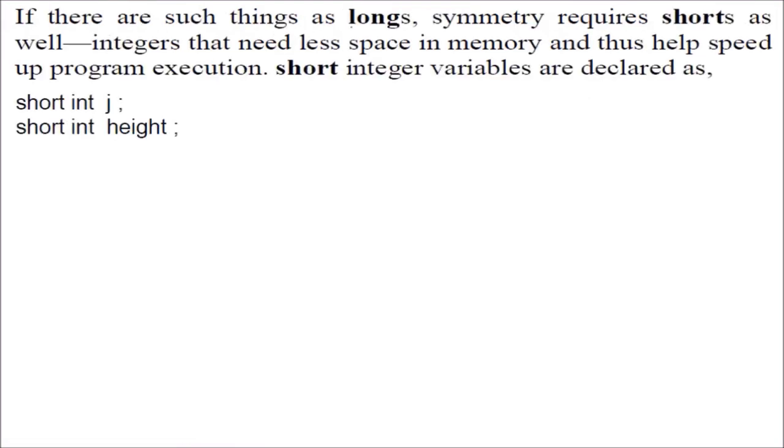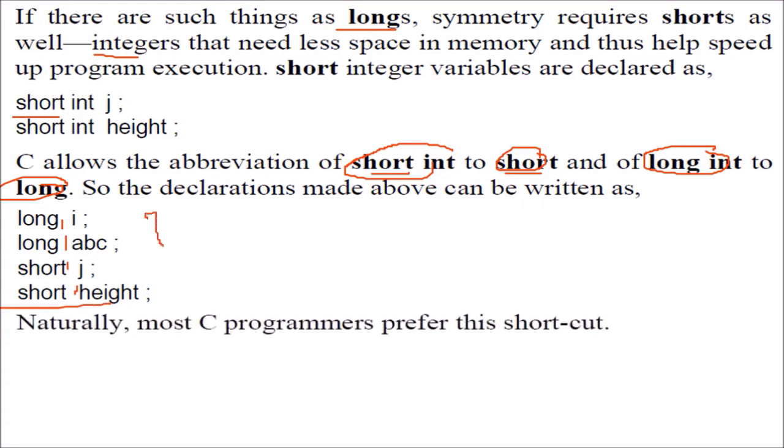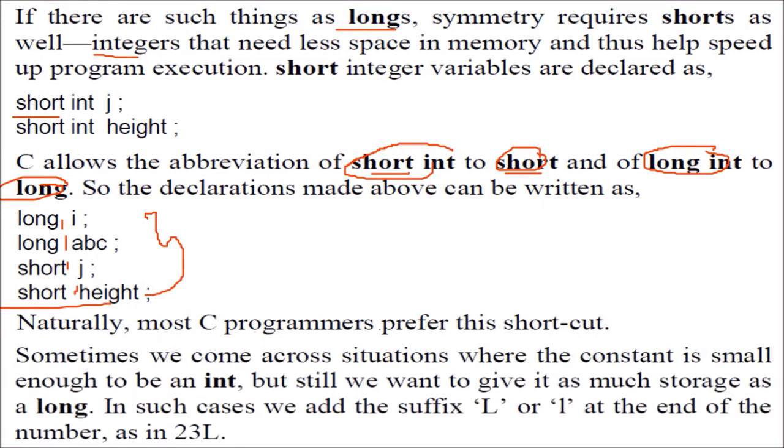So if there are things like longs, you should have something which requires less than what is required. So this integer that needs less space in memory is short. This is just to speed up and improve your execution time. So how to declare a short integer? Just put short in front of int. And one more thing, short int and short are similar. Even if you write short int or short, they are equivalent. Even if you write long int or long, they are equivalent. So you don't need to put an int here. You can use this shorthand, and most C programmers prefer this kind of declaration in their programs.